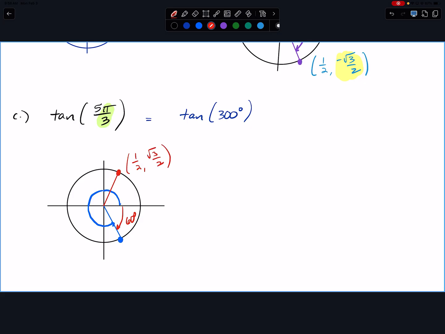But we're looking for tangent. So how do I find tangent? Y over x. So it'd be root 3 over 2 divided by 1/2, which is square root 3.